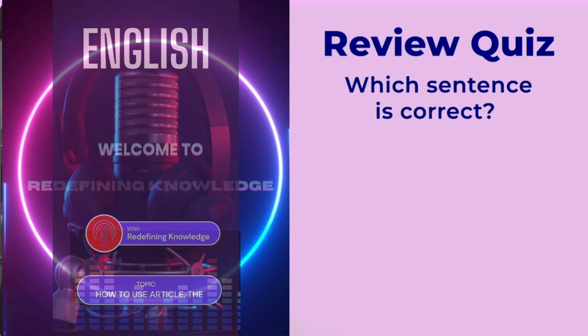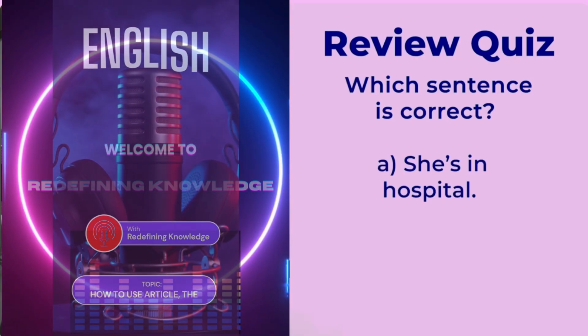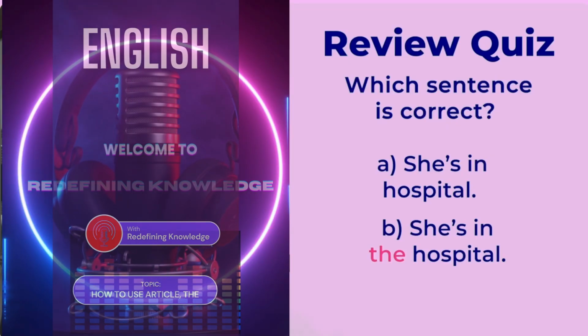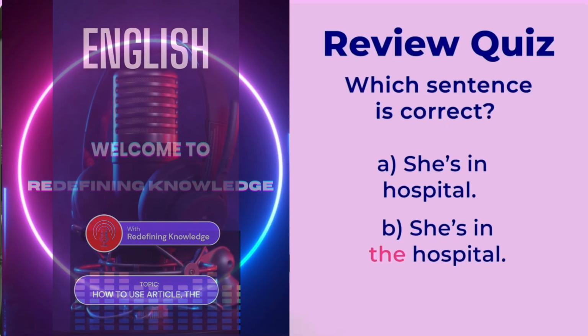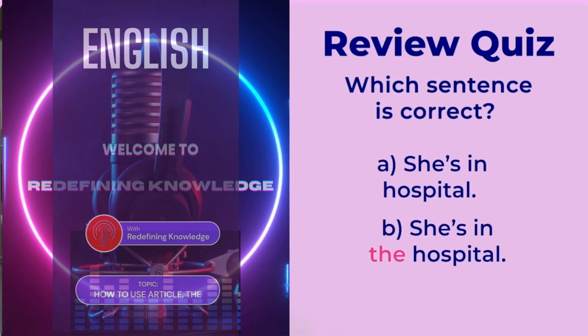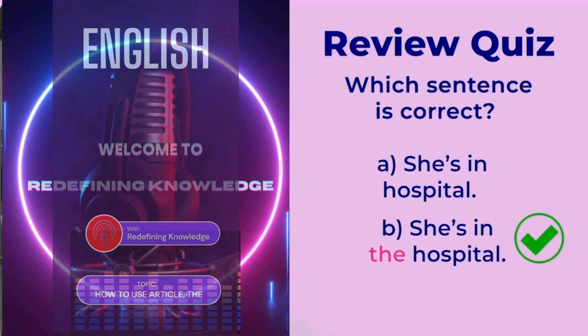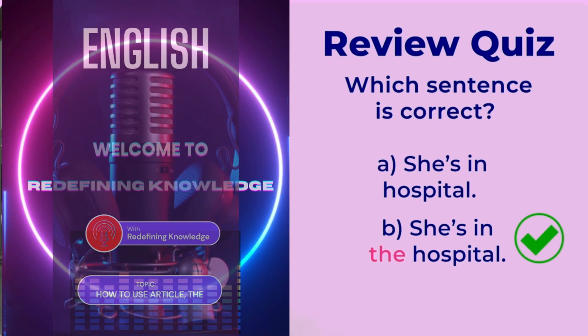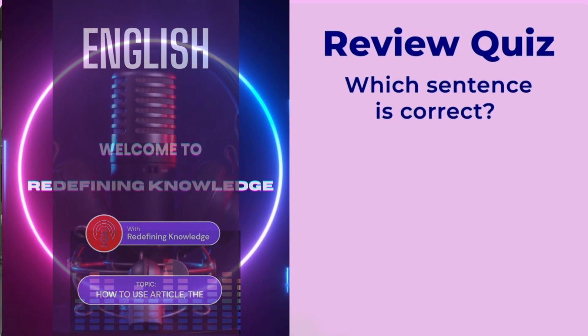Which one is the American English? A. She is in hospital, or B. She is in the hospital. In American English, we use "the" with hospital. She's in the hospital. In British English, they say she's in hospital.